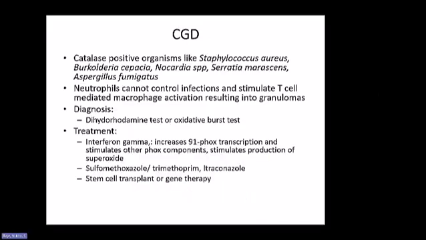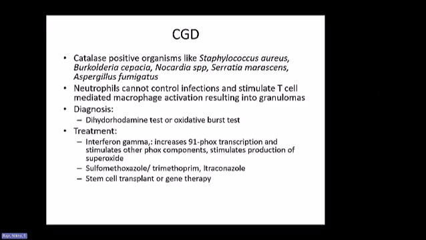So what happens with CGD if there is a defect in this enzyme complex? It causes infections by catalase positive organisms: Staphylococcus aureus, Burkholderia cepacia, Nocardia, Serratia, Aspergillus, other fungus such as Candida. All of those are typically found with CGD. There are some microbial and fungal infections that, if you notice them, are almost pathognomonic of CGD, and you should be testing for CGD.